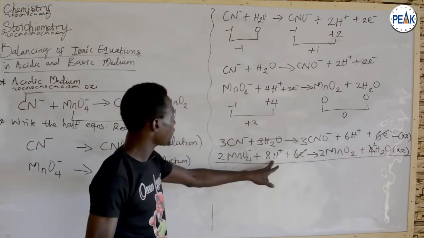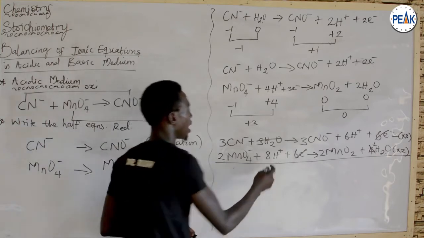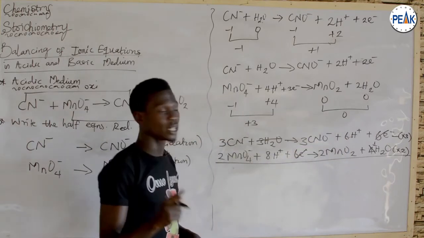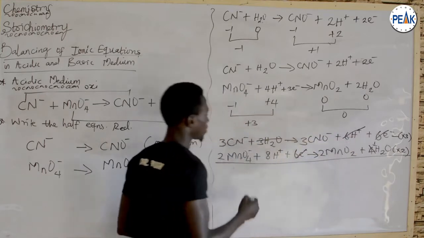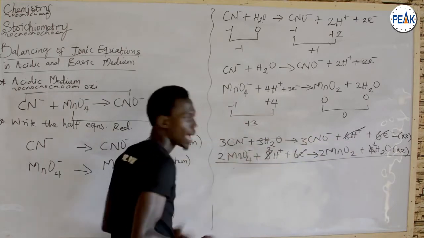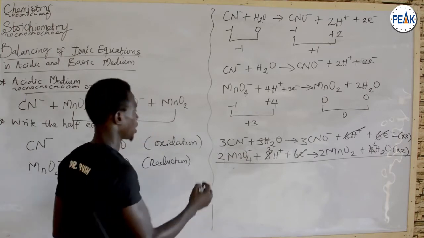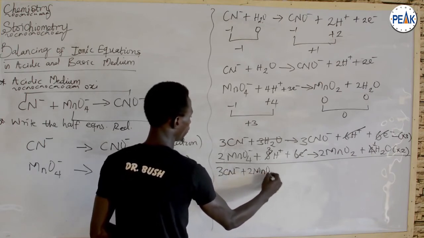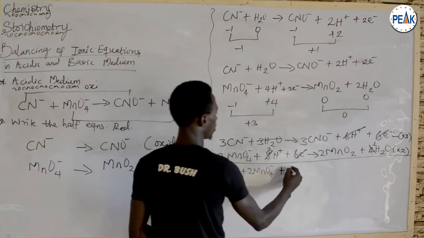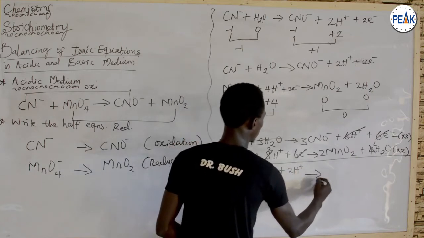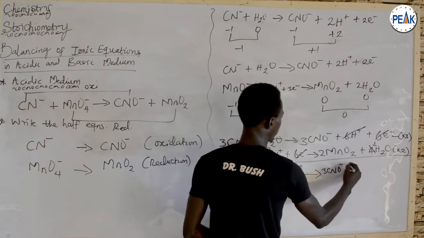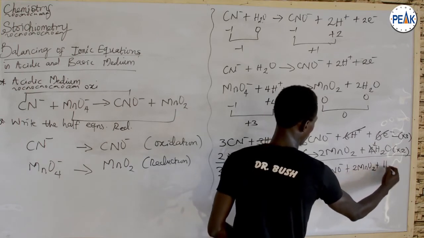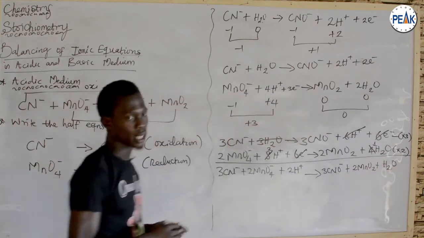Then I have H plus, that's hydrogen ion. I have 8H plus here, I have 6H plus here, which means 6 moles of hydrogen ion are acting as spectators in this reaction. I cancel out this, then 8 minus 6, this will be 2. I can now go ahead to add both equations together. So then I have 3CN minus plus 2MnO4 minus plus 2H plus to give me 3CNO minus plus 2MnO2 plus H2O.